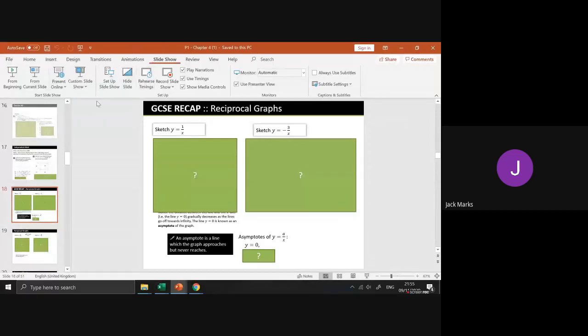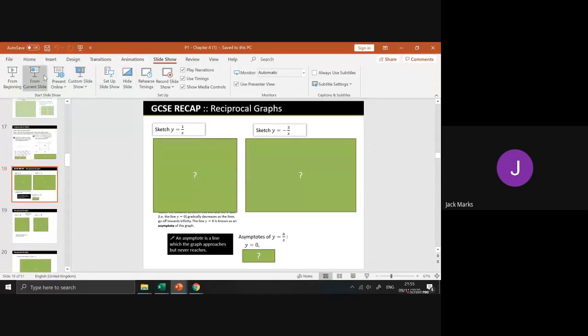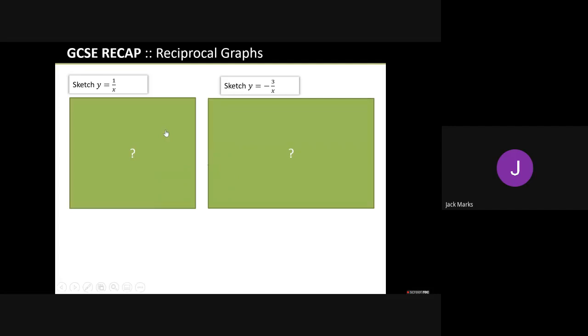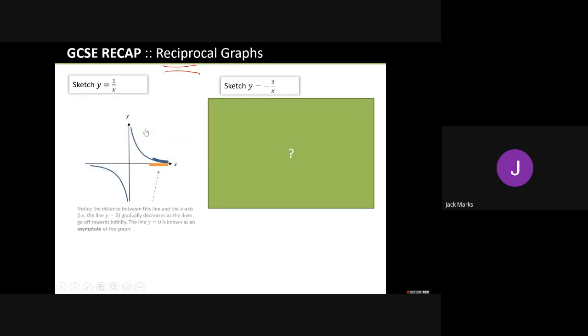Okay, so the next part here, we're going to talk about the skills. So we're going to talk now about the skills for part 4C. So we have reciprocal graphs. The basic reciprocal graph looks like this.